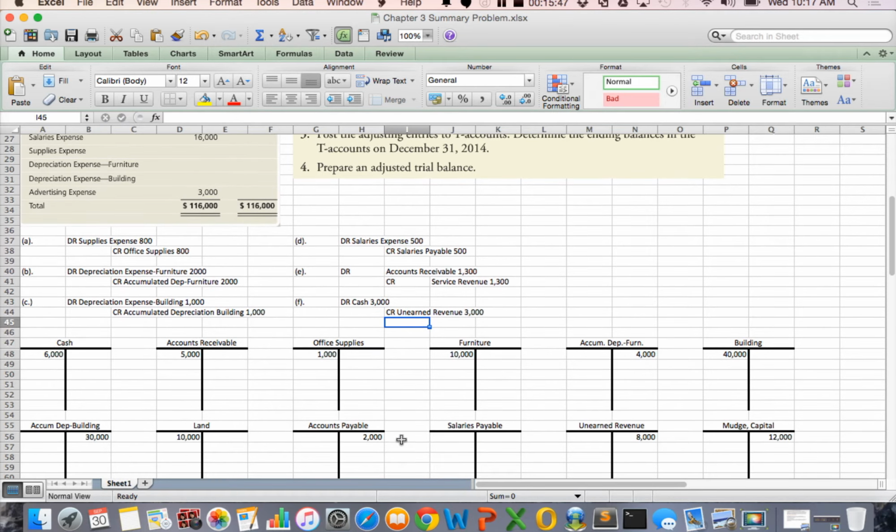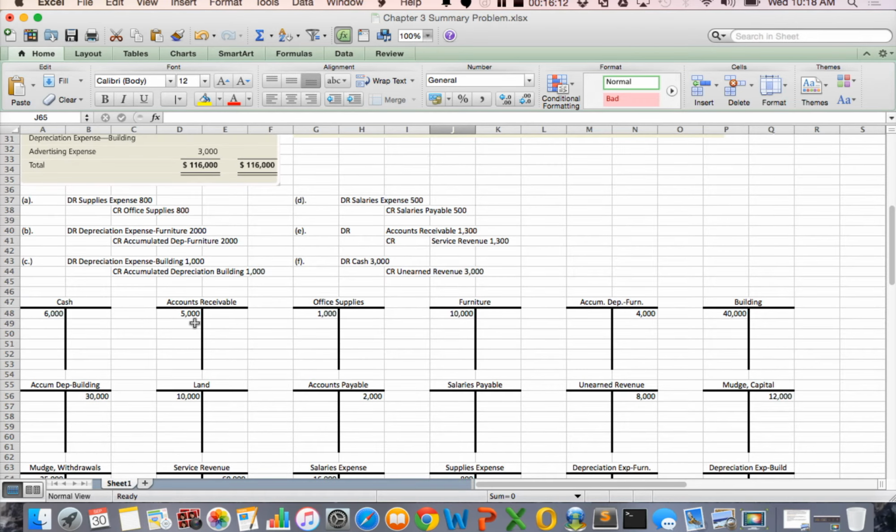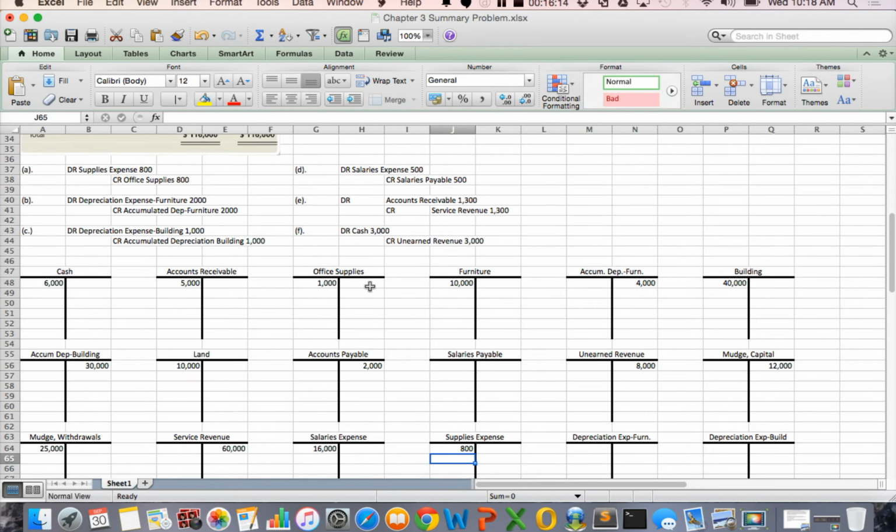Again, all I'm doing is looking at the individual journal entries, one line at a time, and putting that amount in either the left side or the right side of the various accounts. So for A, I have a debit to supplies expense for $800. I find my supplies expense account, and I put $800 on the left side. B, credit to office supplies for $800. Find my office supplies account, put $800 there. So I'm done with transaction A.